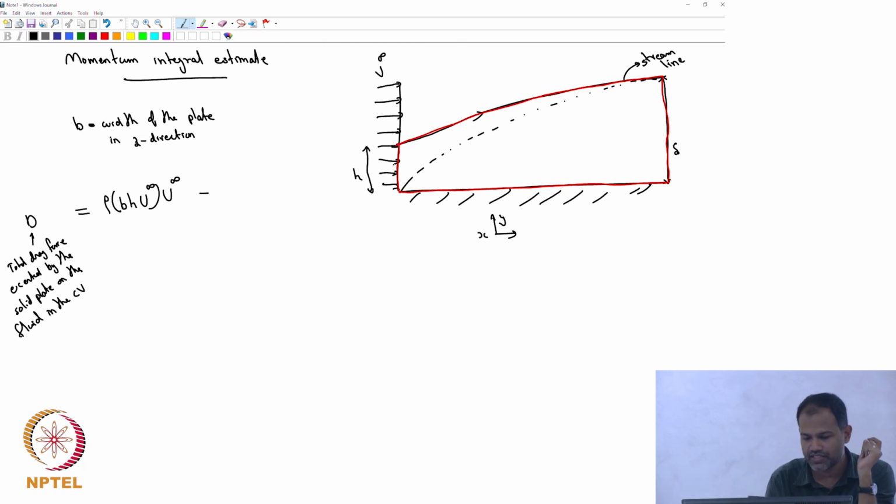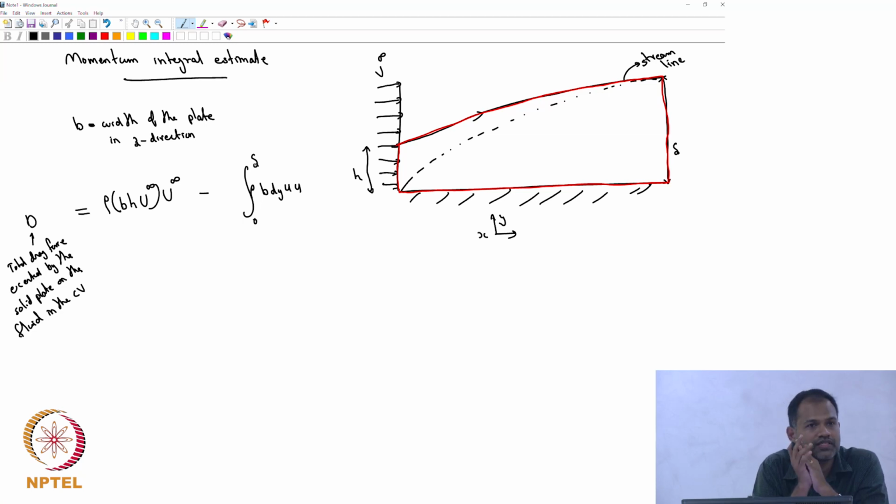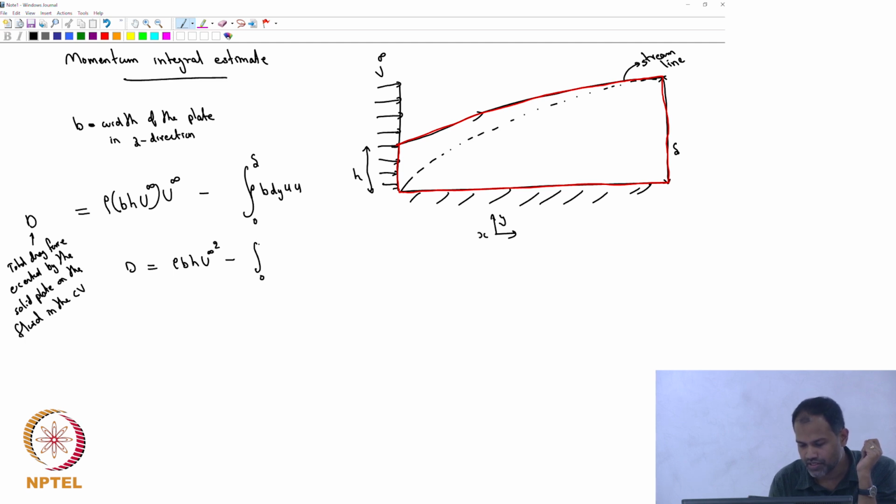If I take a small section, b dy is my cross section, and let's call u the velocity, so that's my volumetric flow rate. Times rho is my mass flow rate, times u is my momentum flux, integrated from 0 to delta, which gives the momentum flux out. So in minus out is equal to the total force exerted on the control volume fluid. Just write it neatly: D is equal to rho b h U infinity squared minus the integral from 0 to delta of rho b u squared dy.